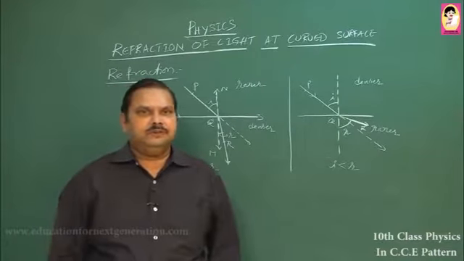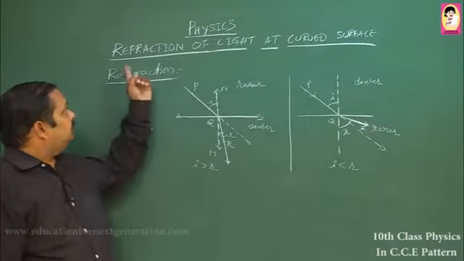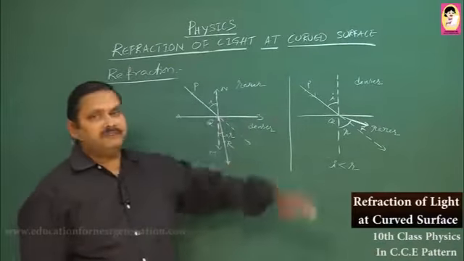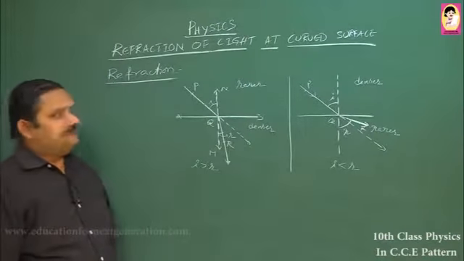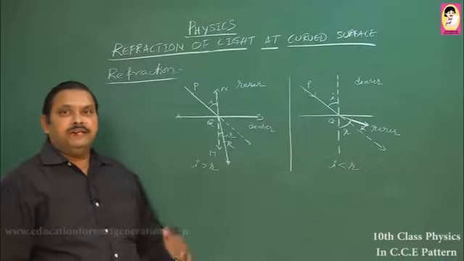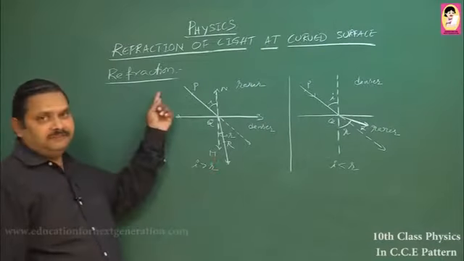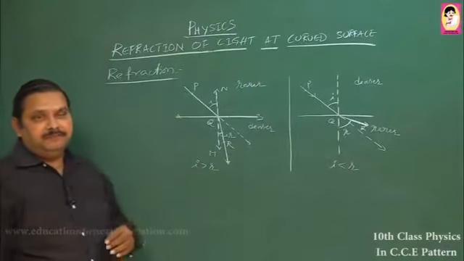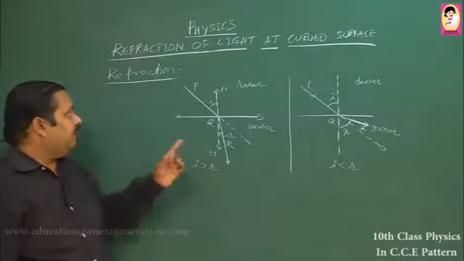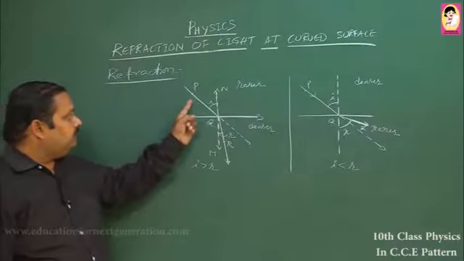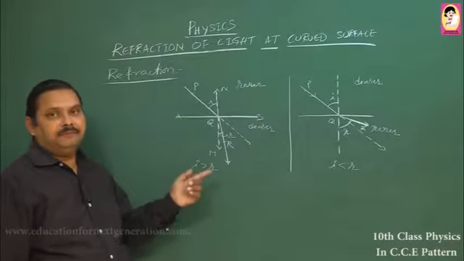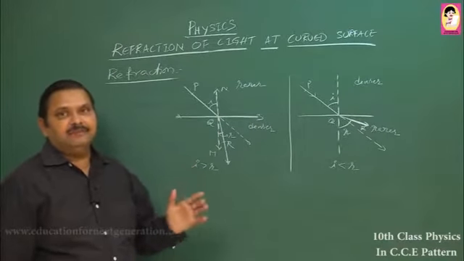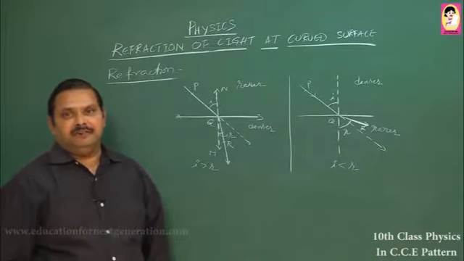Today we are going to discuss refraction of light at curved surfaces. To understand the refraction of light at curved surfaces, first we need to recollect what we mean by refraction. Refraction means whenever a ray of light enters from one dispersive medium into another dispersive medium, the ray of light bends at the plane separating the two media, and this phenomenon is called refraction of light.